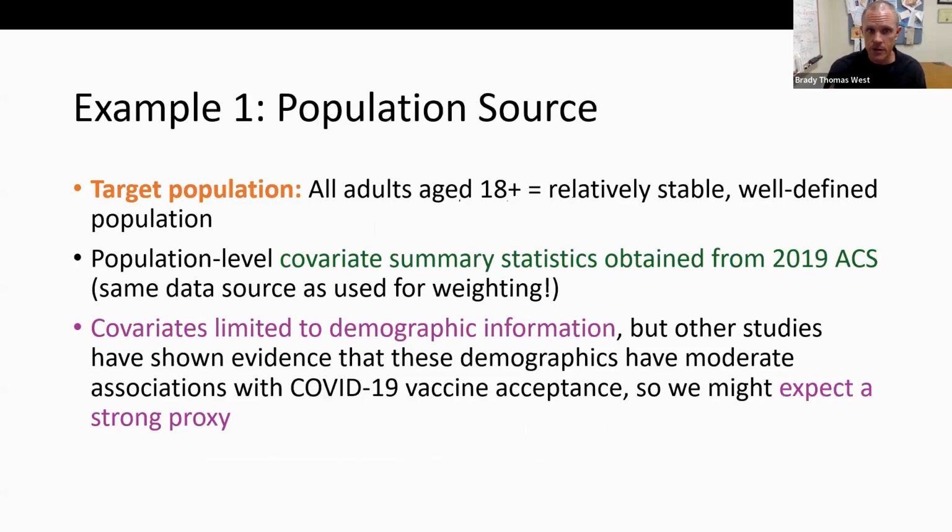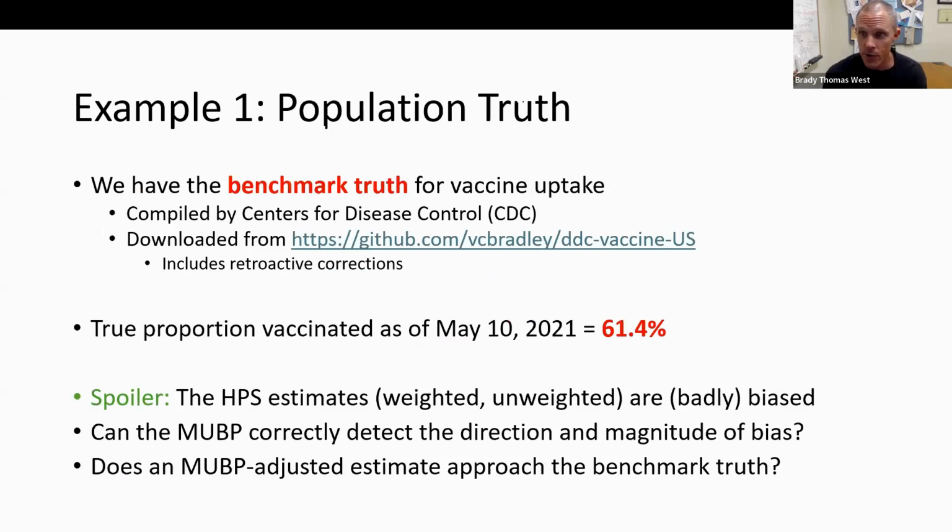Okay, so our target population in this case is all adults age 18 plus, relatively stable, well-defined. We have access to population level covariate summary statistics for those sociodemographics. Those were obtained in this particular case from the 2019 ACS, the American Community Survey. The covariates were limited to demographic information, like I said, but other studies have shown that these demographics in particular have moderate associations with COVID-19 vaccine acceptance. So we might expect a proxy based on the selected sample to have a reasonable correlation with the actual COVID-19 indicators.